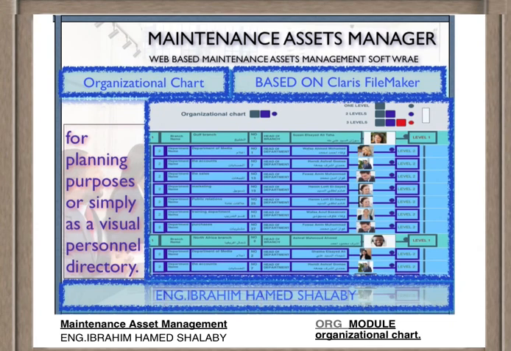The org chart module, for planning purposes or simply as a visual personnel directory.